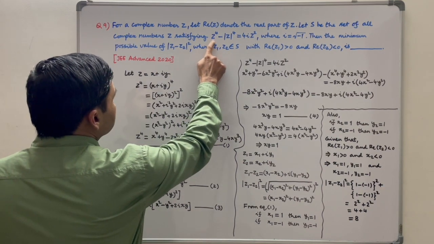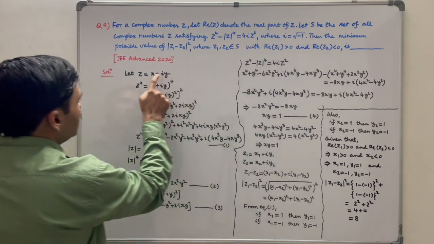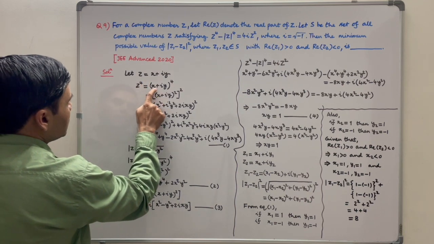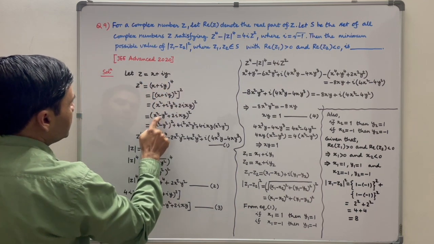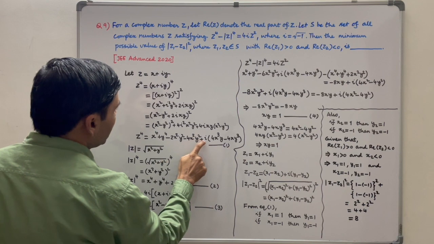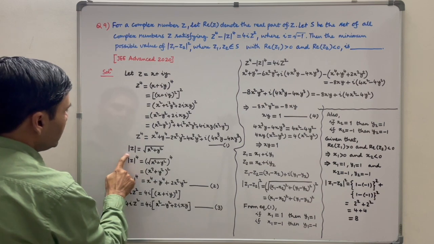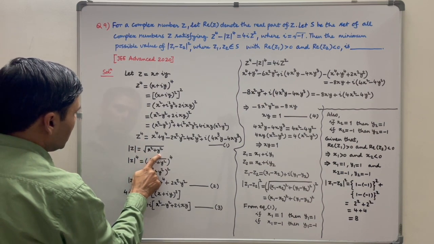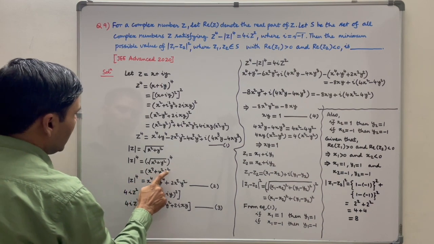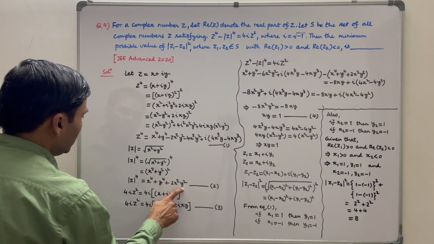First, we will simplify z to power 4 minus mod z to power 4 is equal to 4i z square. Suppose z is equal to x plus iy. So z to power 4 is equal to x plus iy to the power 4. That gives x to power 4 plus y to power 4 minus 6x square y square plus i into 4x cube y minus 4xy cube. Mod z is equal to under root x square plus y square. So mod z to power 4 is equal to x square plus y square whole square, and that is equal to x to power 4 plus y to power 4 plus 2x square y square.